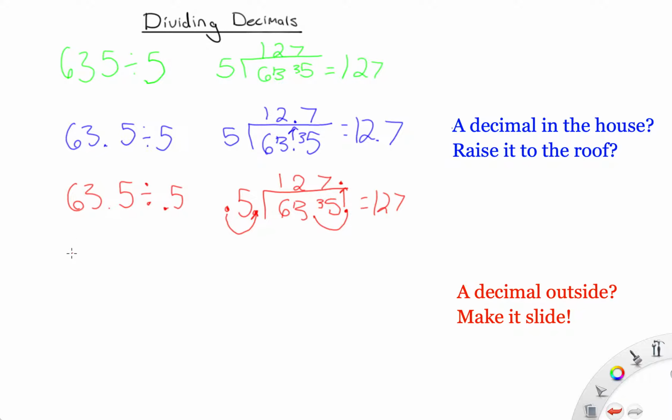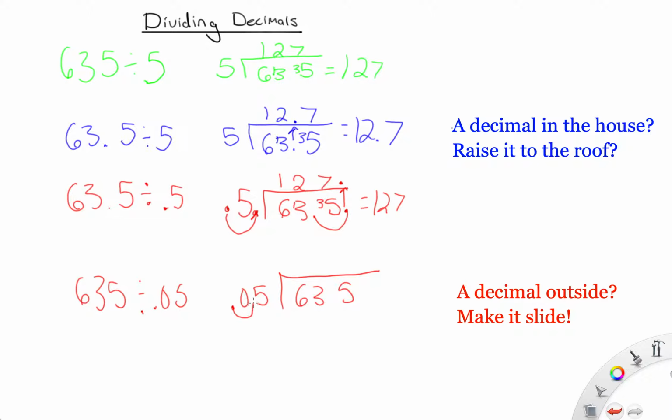Let's try 635 divided by 0.05. So we're going to set it up the same way. 0.05 is our divisor, and 635 is our dividend. So we've got a decimal on the outside, we've got to make it slide.